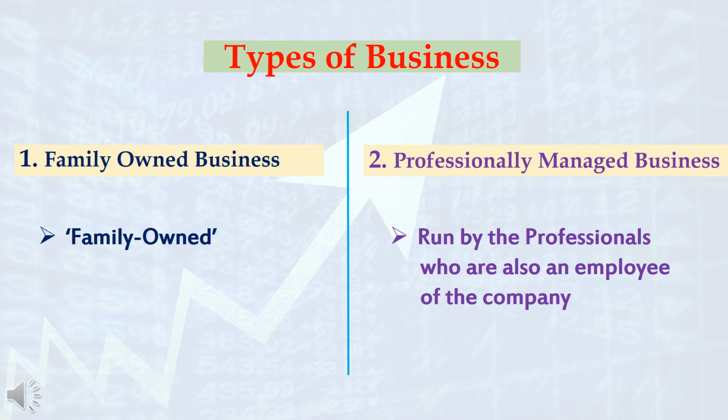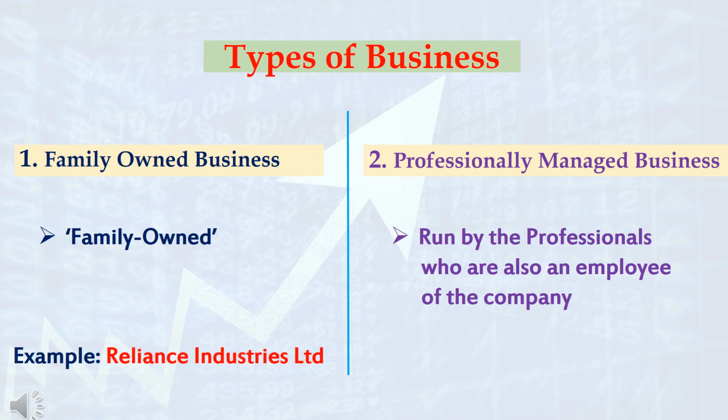But in a professionally managed business, one professional will run the company. He is not the owner of that company, just an employee of that company. In this type of company, there will not be any promoter. If you take Reliance Industries Limited, it is a family owned business because it was started by Dhirubhai Ambani. Now the promoter is Mukesh Ambani. In Reliance Industries, all the important decisions will be taken by Mukesh Ambani only.